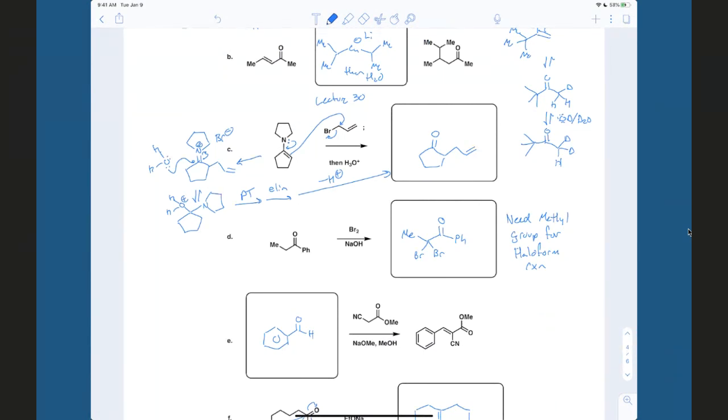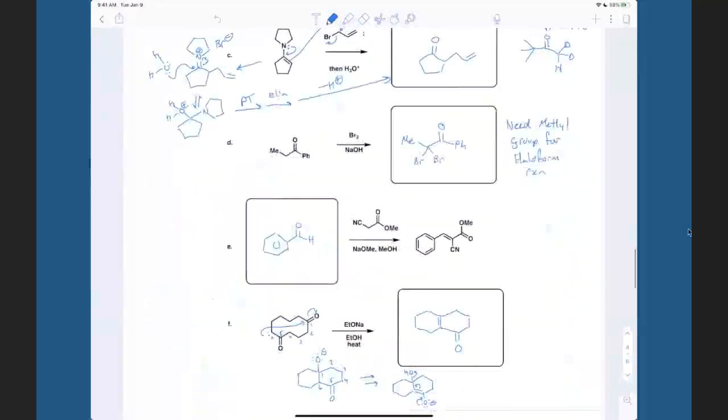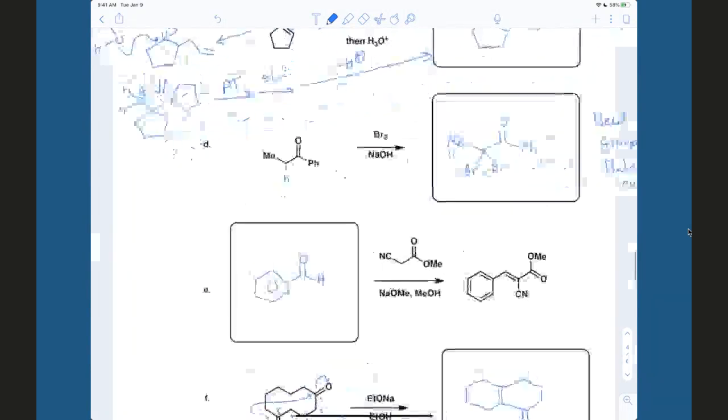For 12D, this is going to be similar to the haloform reaction, only we don't have a methyl next to the ketone. We have an ethyl. And it turns out you really need to have all 3 bromines on that carbon to make it into a good leaving group. So in this case, we're going to have sodium hydroxide. I'll make this a little bigger.